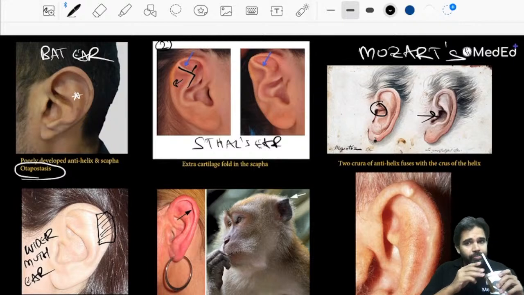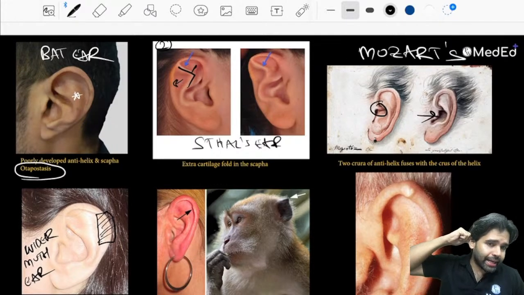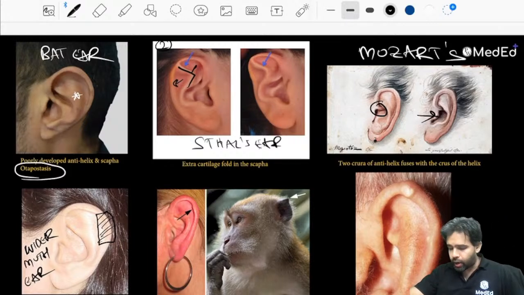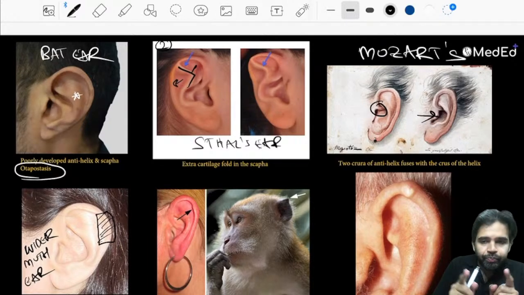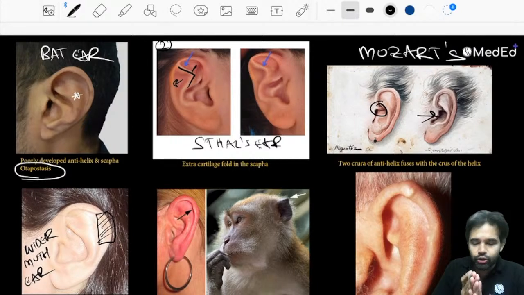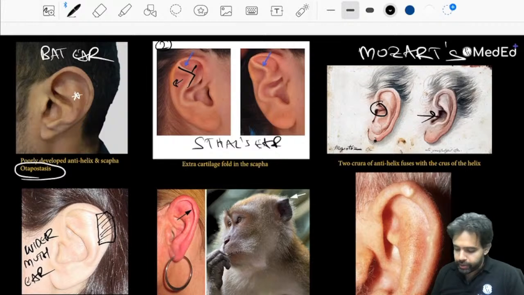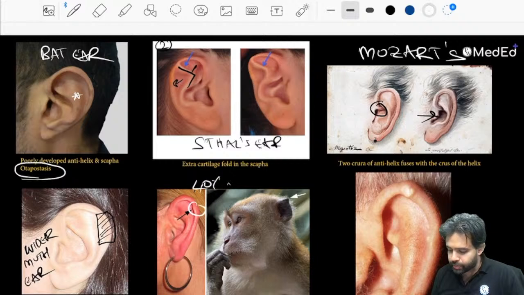Okay, so Wildermuth's ear, you have a flattened thing, as if somebody has held the ear and is pulling it. Now the next two images are very commonly asked and they can be confusing. That's why I have put them next to each other. In some people, especially in the Indian population, more than 40% of the population in India have this thing called Darwin's tubercle.